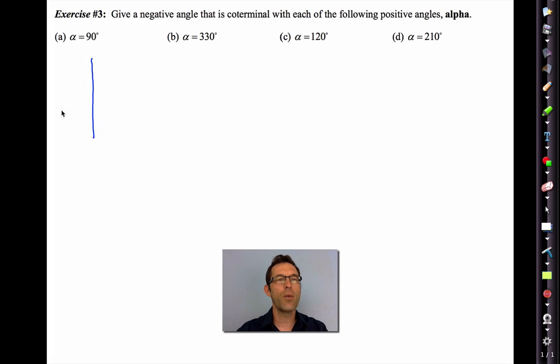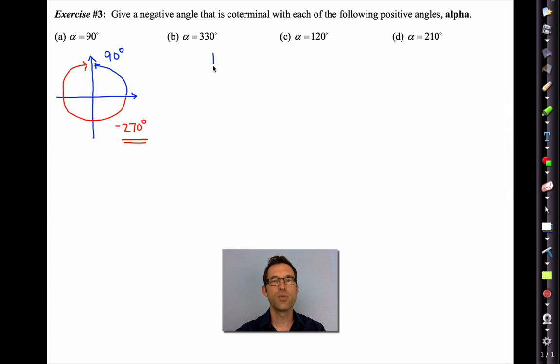So I want a negative angle that is coterminal with this positive angle. Well, positive 90 is here. Now there's many negative angles that are coterminal with it, but the simplest one is like this, and that will be a rotation of negative 270, right? Negative 90, negative 180, negative 270.